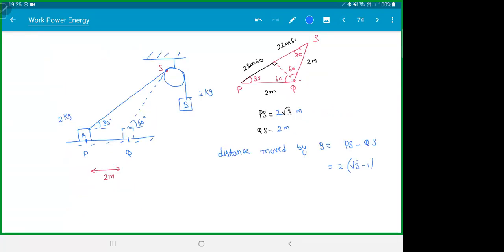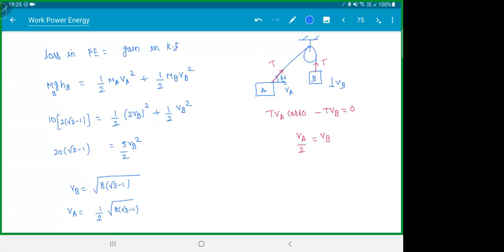So step 1, find how much the block B will go. Step 2, whatever energy B loses, because see, A's height is always the same. A is always on the ground here. So whatever energy B loses should be the kinetic energy of A and B. Step 3, A and B do not have the same velocities. String constraints. And then once you got this, put it there and solve. Check the steps.